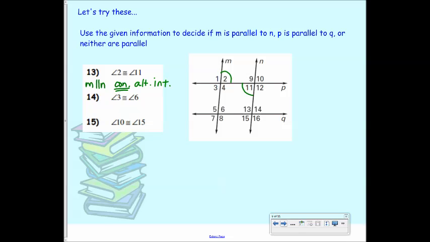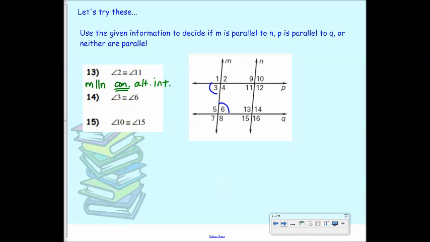All right, now, number 14. Number 14 is a completely separate problem. So we no longer know anything about 2 and 11. Now all we know is what? 3 and 6 are congruent to each other. So now which 2 parallel lines do you think we're going to be talking about? P and Q. Ash, how do you know that? Because 3 lies on P and 6 lies on Q. So what's the transversal? M.